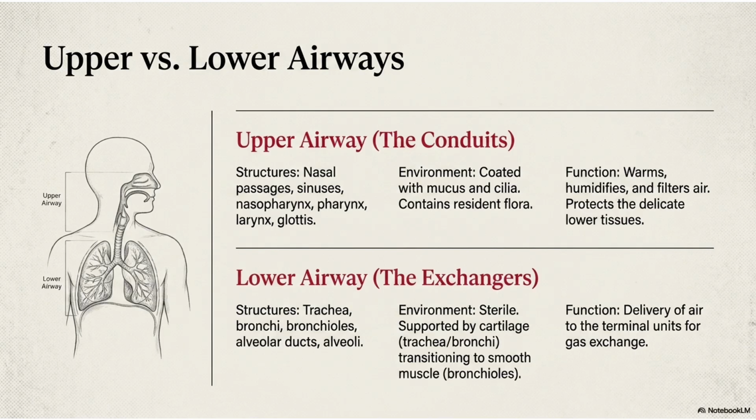We're going to begin by dividing the respiratory system into two distinct zones. We have the upper airway, which serves as the conduits, consisting of the nasal passages, the sinuses, and larynx. Its primary function is to warm, humidify, and filter the air we breathe in while protecting the tissues in the passages. The lower airways function as the exchangers, moving from the trachea down to the alveoli. Unlike the upper tract, the lower tract is sterile and transitions from cartilaginous support in the bronchi to smooth muscle in the bronchioles. So this is your entire lower airway.